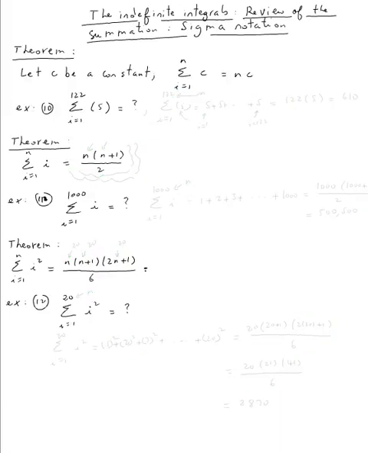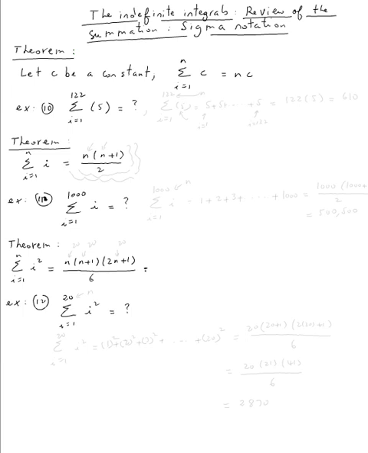The topic is the indefinite integrals review for the summation. We're still doing review for the sigma notation. Now, theorem one says: let C be a constant, then the sum of C from i equals 1 to n is equal to nC.